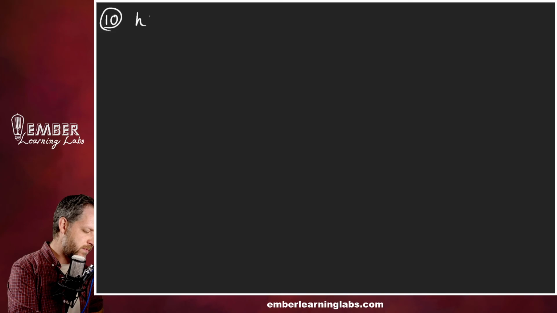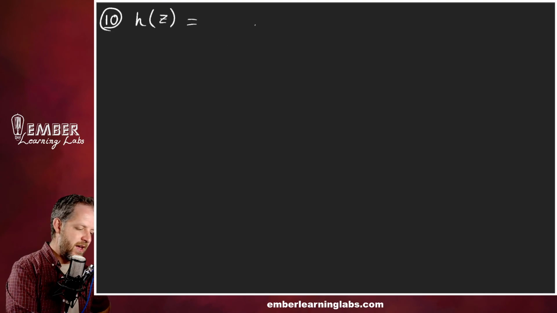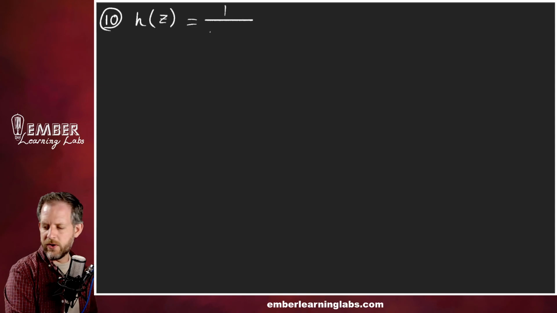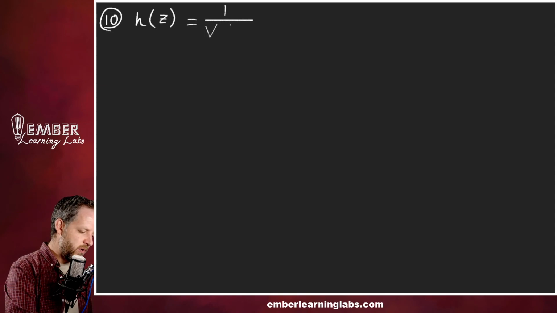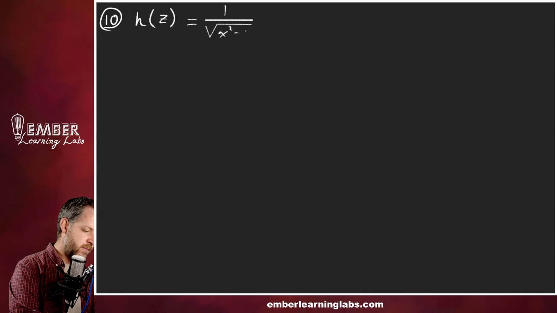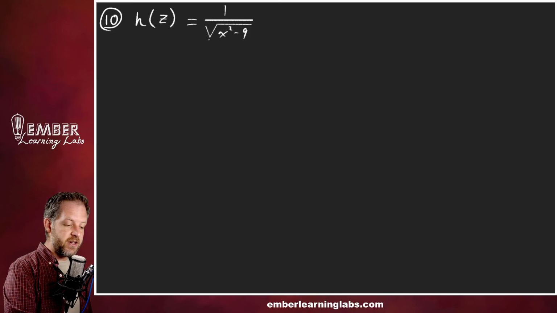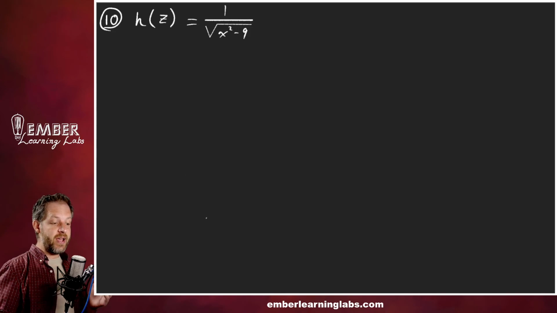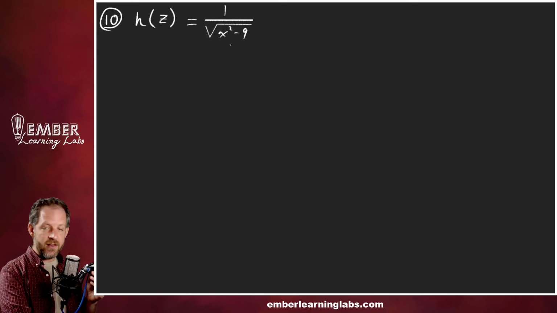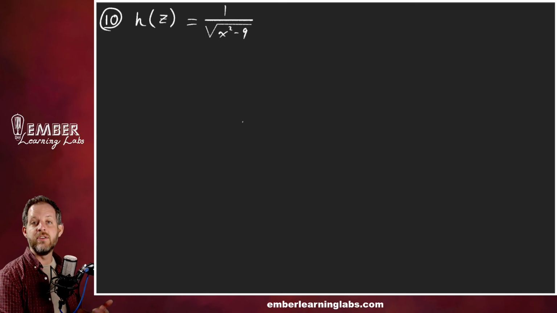Let's do h of z. H is a function of z. I don't know what z represents, some hypothetical nonsense. Equals 1 over the square root of x squared minus 9. Okay, so this time, we cannot have the denominator equal to 0, and we also can't have it less than 0 because we can't have it be negative because of the radical, and we can't have it be equal to 0 because that would make the whole denominator 0, right?